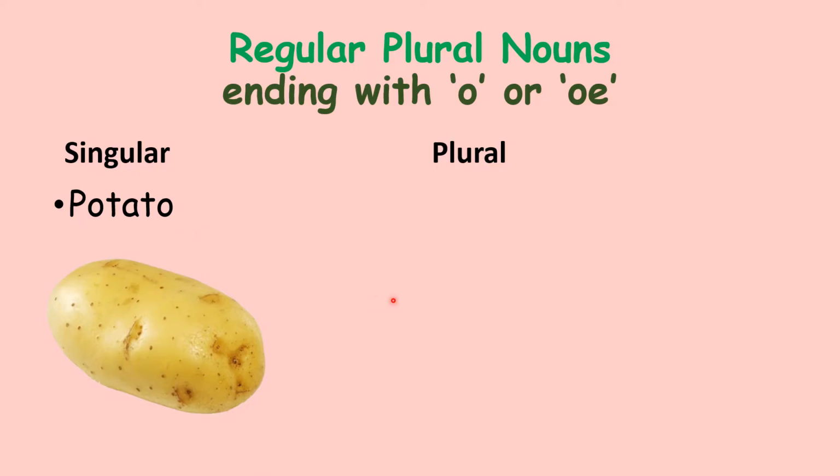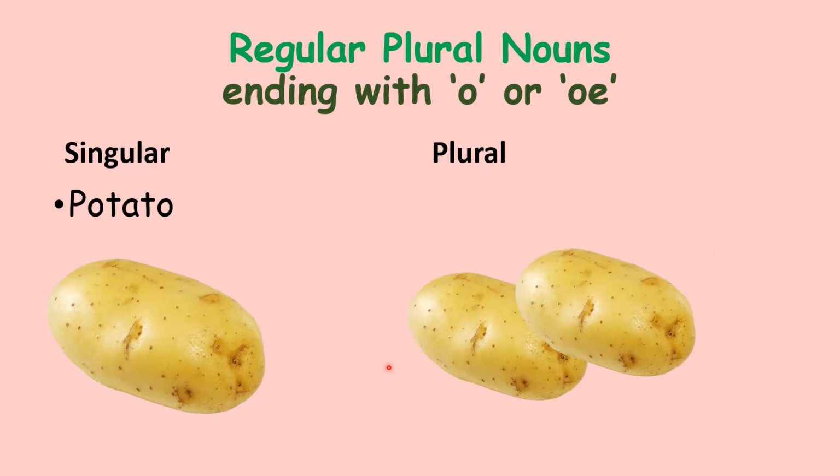What if we have more than one? For example, here we have two. If there is more than one, the plural word for potato is potatoes. Repeat after me. Potatoes. If singular, it's only potato.